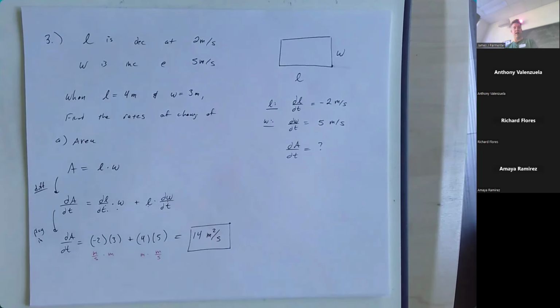That's how fast the area is increasing or decreasing. Right, increasing because it's a positive rate. It's funny, in his solutions here, he doesn't write units. I would write units. Questions about that before we do the second part?